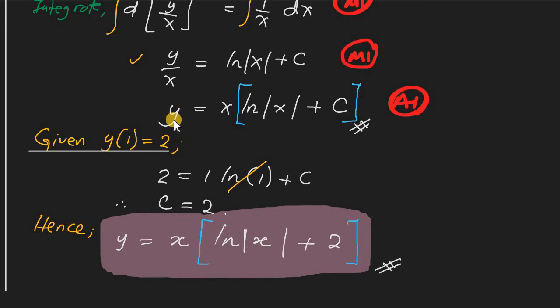So let's replace x as 1 and y as 2, so 1, there's a bracket there. And what is the value of ln 1? We know from last time, basic property, ln 1 is 0. So we are left with c. So hence c is 2. So we solve the c, and that will be the final solution for our differential equation.